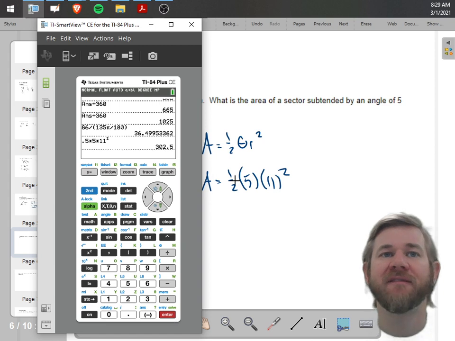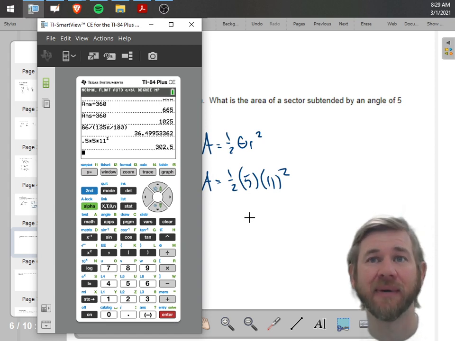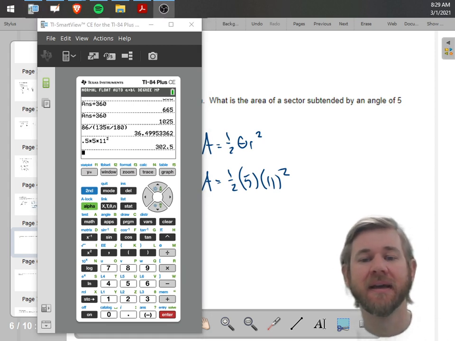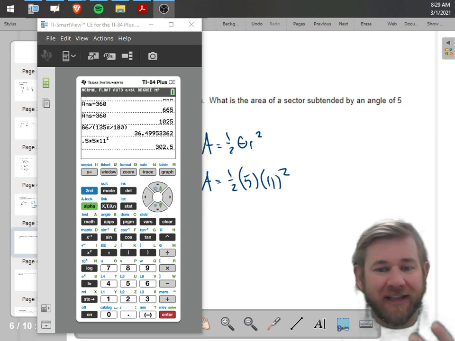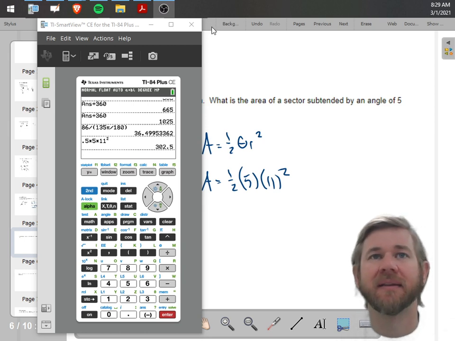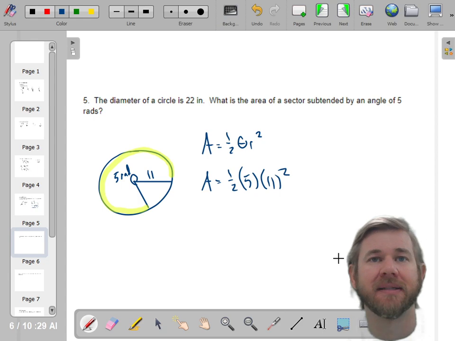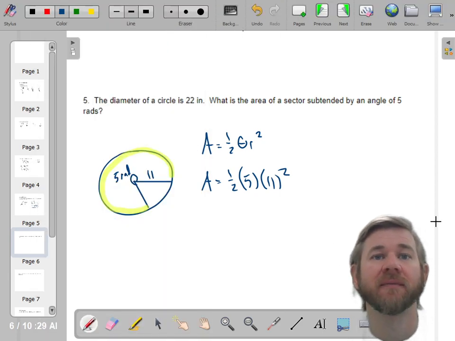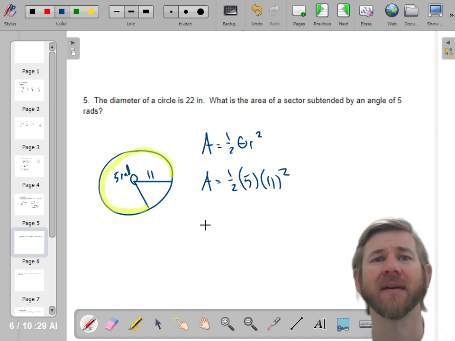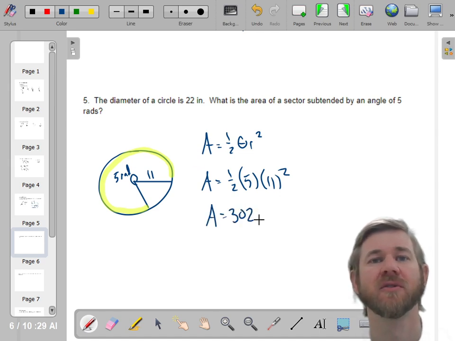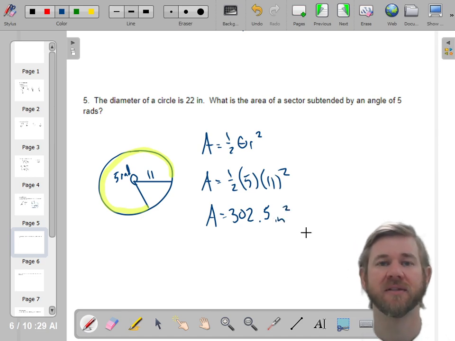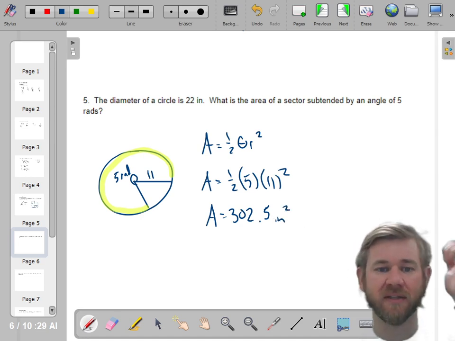Now remember, 5 radians is not 5 pi radians. I didn't say 5 pi, I said 5. You're used to thinking radians is always going to be in terms of pi, because on the unit circle it is. But 5 radians is just an amount of radians. You don't need to convert that. There's no pi involved, so don't add pi. It's just 5. So your answer now is 302.5. 302.5 what? These are inches, and since it's area, that's 2 dimensions, inches squared. So 302.5 inches squared.